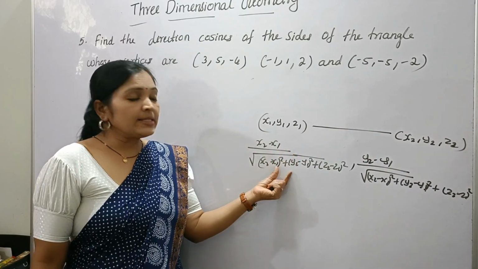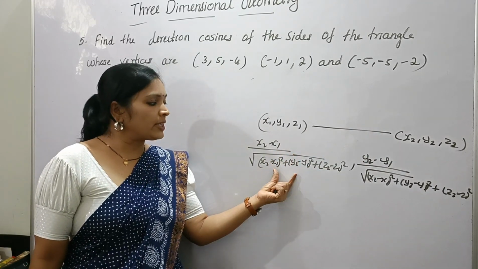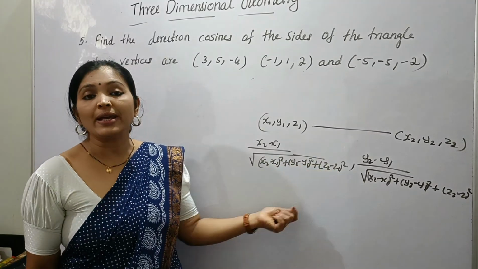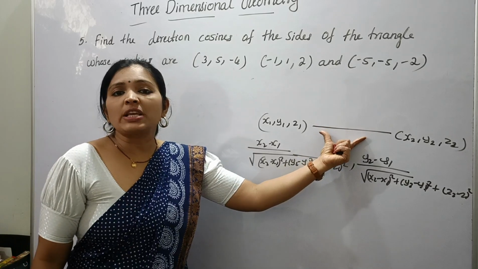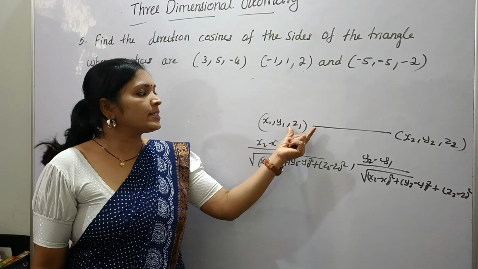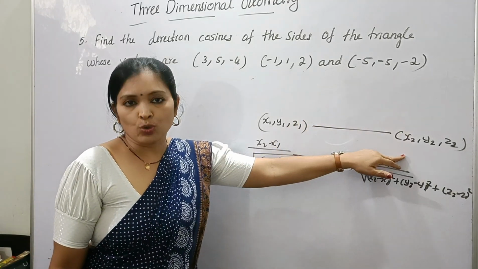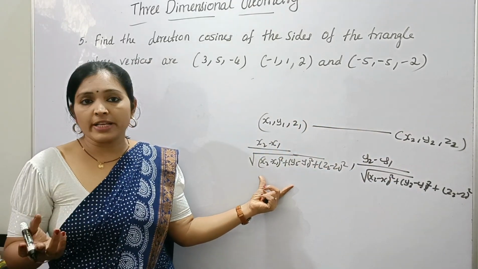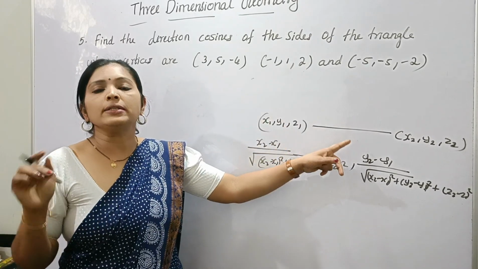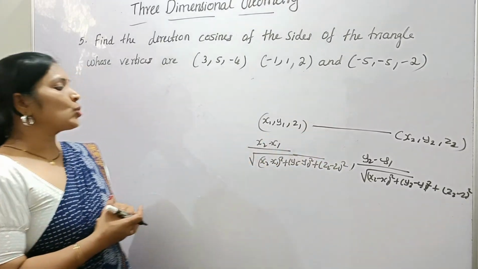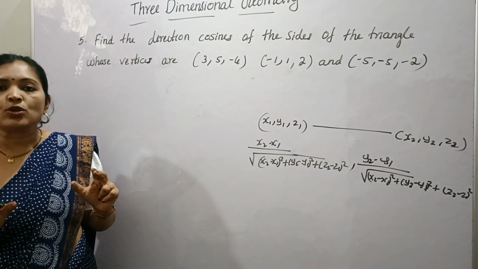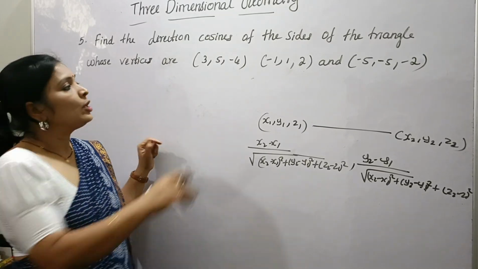Okay. See here, what is in the denominator? This denominator, root of x2 minus x1 whole square plus y2 minus y1 whole square plus z2 minus z1 whole square, is nothing but the distance of the line joining these 2 points, right? This we have already studied in 11th standard, that is distance between 2 points in 3-dimensional geometry. So in this question we have to find direction cosines of each side of the triangle joining these points.